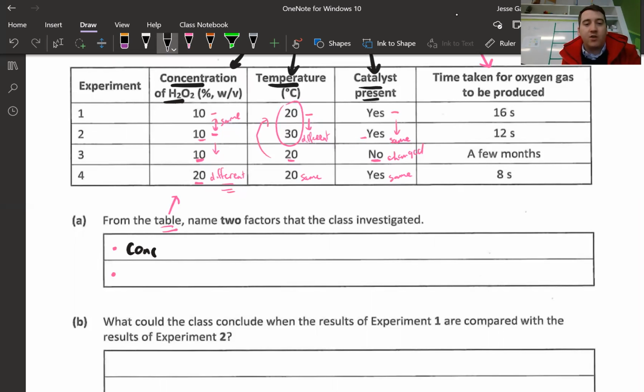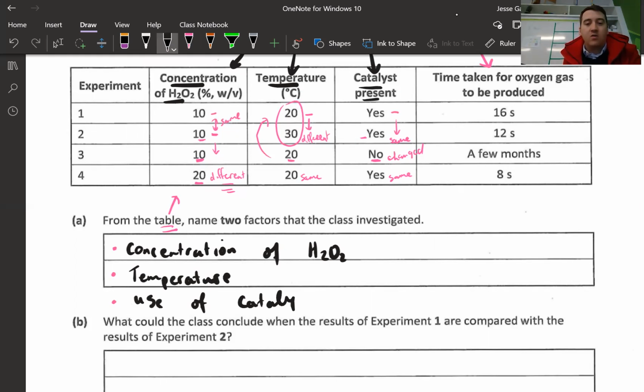So the first one could be concentration of H2O2. That was one thing that was changed, one factor that was investigated. Another factor that was investigated was the temperature. You could have had that one, and you just needed two. The last one that could have been investigated was the use of a catalyst. So catalyst was either there or it wasn't there. Those were the three factors. You needed two of them.